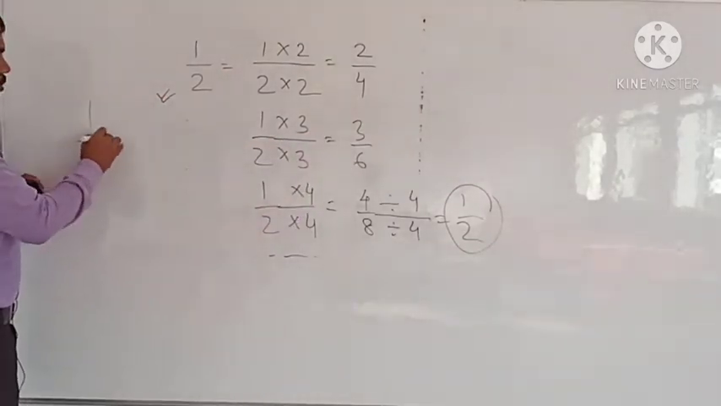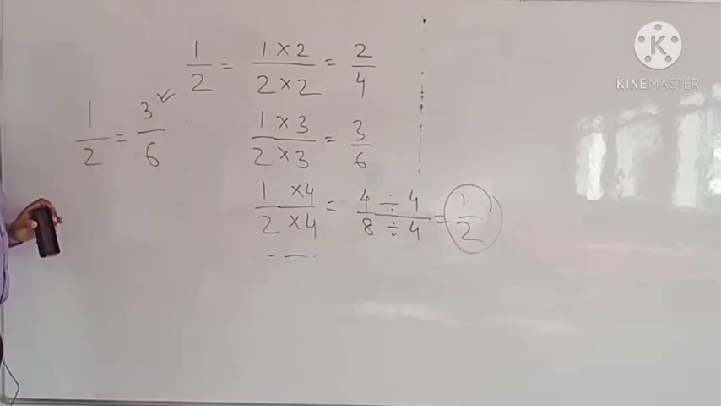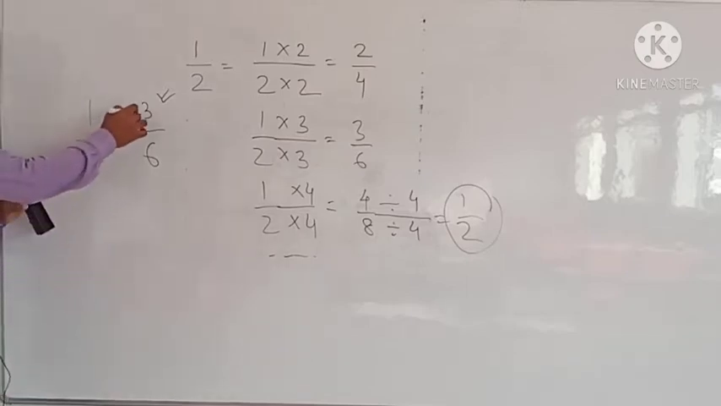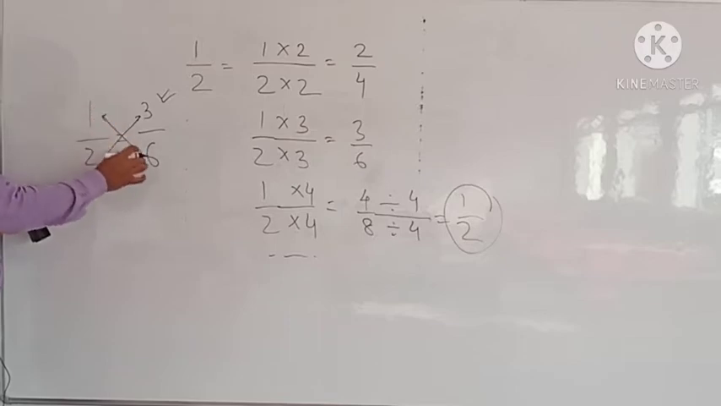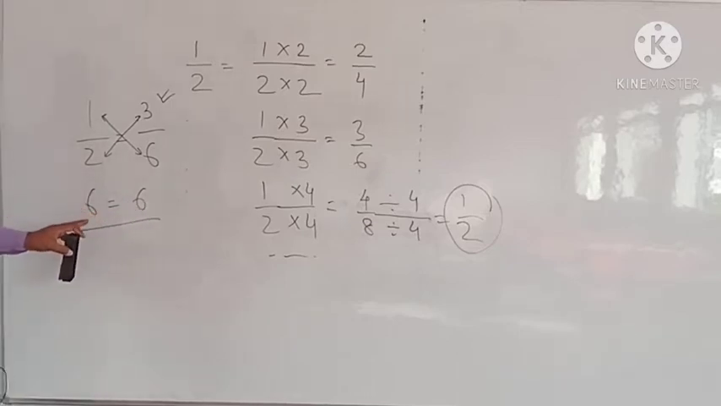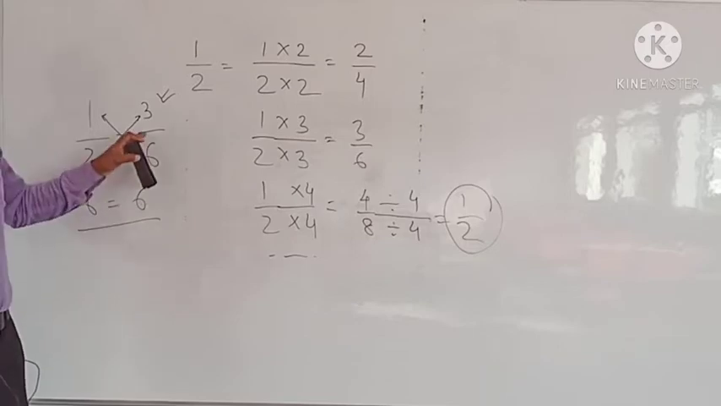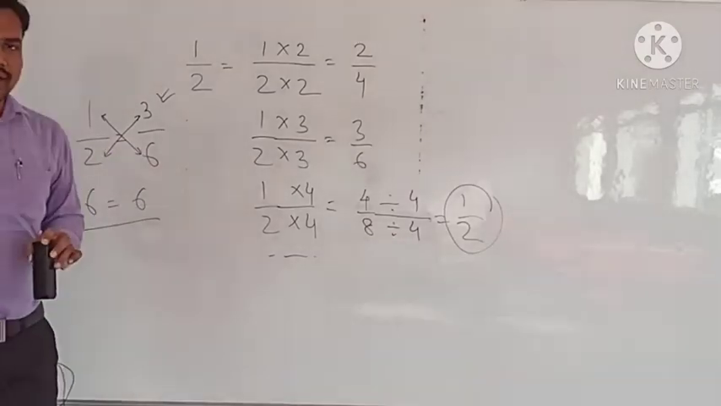So what we will do is take 1/2 and 3/6, and I want to check whether these two fractional numbers are equivalent fractions or not. So I will multiply this and this, and I will multiply this and this. So 6 times 1 is 6, and 2 times 3 is 6. So I can see 6 is equal to 6, meaning our left hand side is equal to right hand side. So that means these two fractional numbers are equivalent, right?